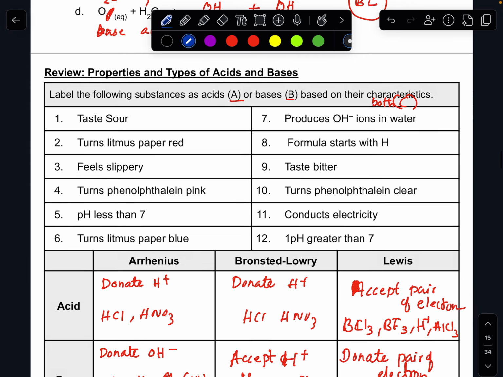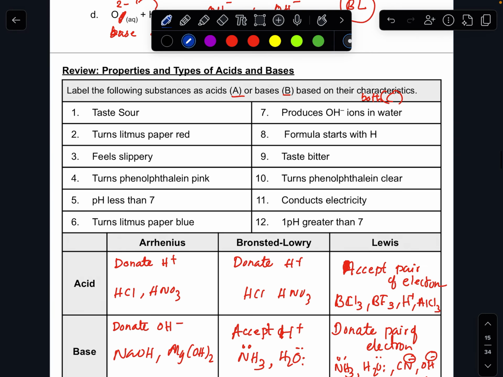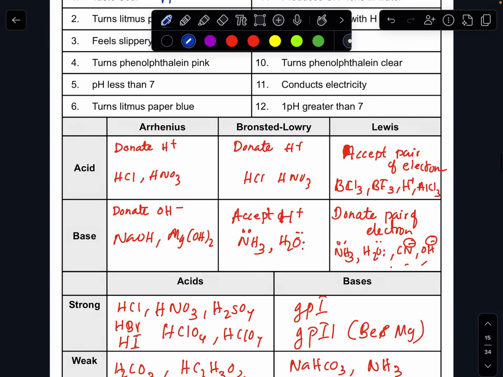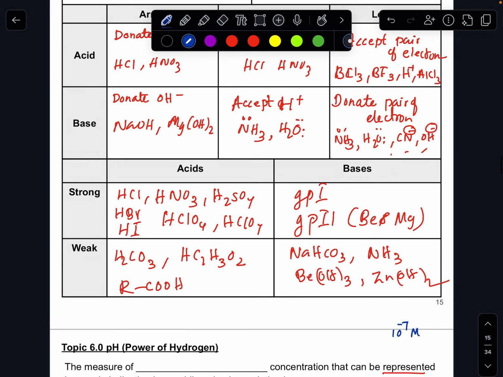Okay, now the last page is a one-page review. You have to answer all of this. If it is acid, write A. If it is base, write B, like that. Then copy the notes from the previous pages. Definition for Arrhenius acid, Arrhenius base, Bronsted-Lowry acid base, Lewis acid base. Then write the examples for strong and weak acids, all of that.